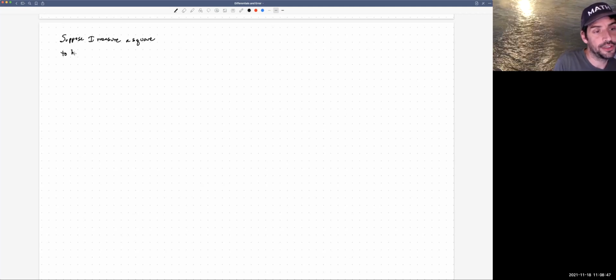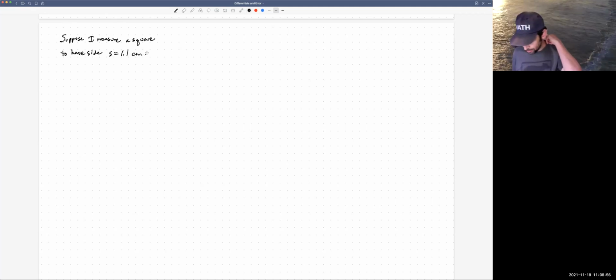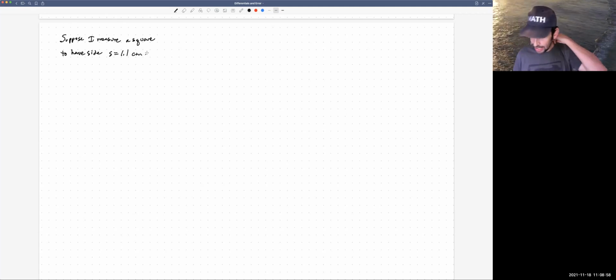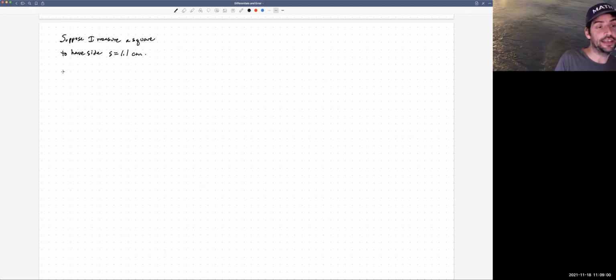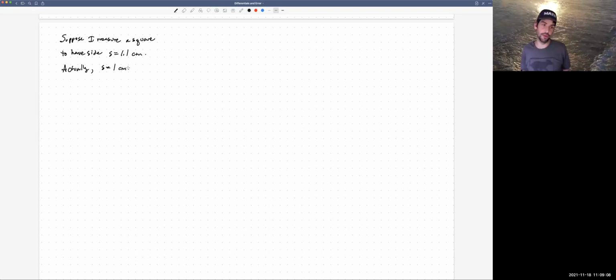to have side S equals 1.1 centimeters, right? That's what I measure it to be. And actually though, let's say truthfully, I mismeasured it. Maybe I have a bad ruler, maybe whatever my method was wasn't very good, and the actual side length is 1 centimeter.